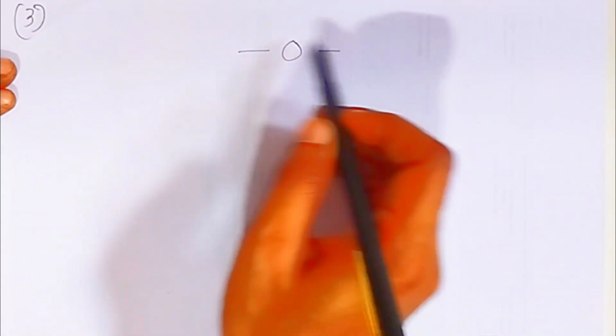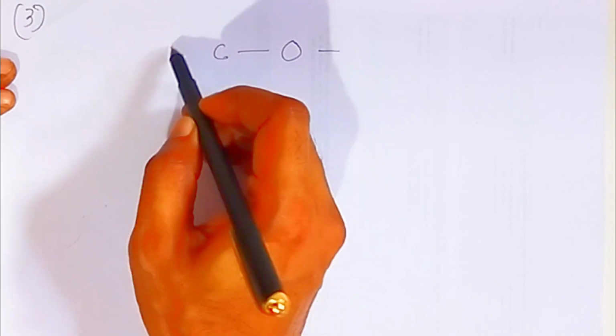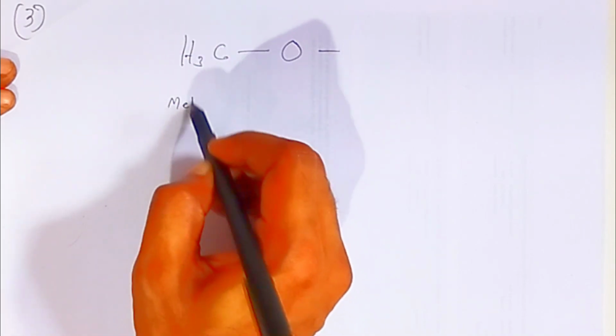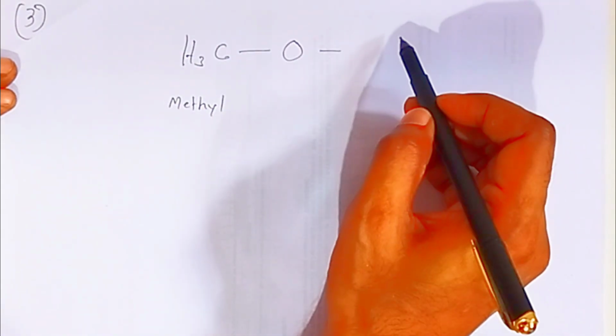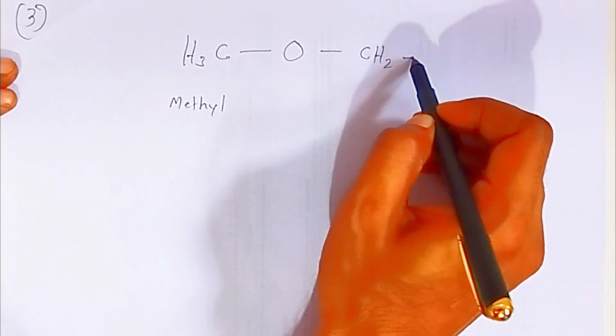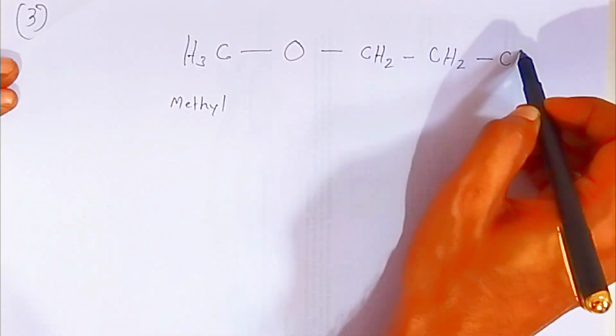The third molecule that we are going to see: oxygen having two valency, one valency by a methyl group, and the other by propyl, CH2CH2CH3, containing three carbon.